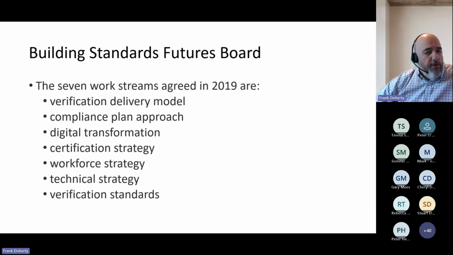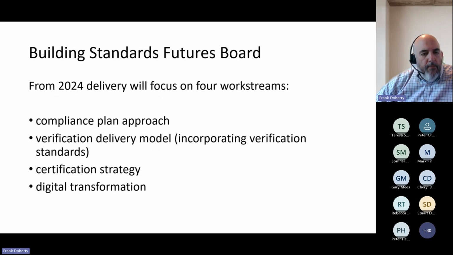There were 7 work streams initially in 2019, and those have been worked on vigorously over the last number of years. And from last year, because of COVID, it was felt that the Futures Board needed to be extended by another couple of years to complete its work. But the work streams have been whittled down into 4, partly because 2 of those have completed their work, and 1, the verification standards, the standards that apply to the local authority building standards verifier, is kind of being brought into the delivery model.